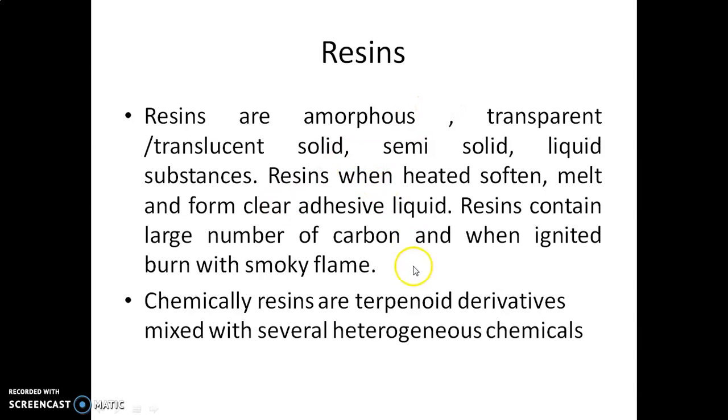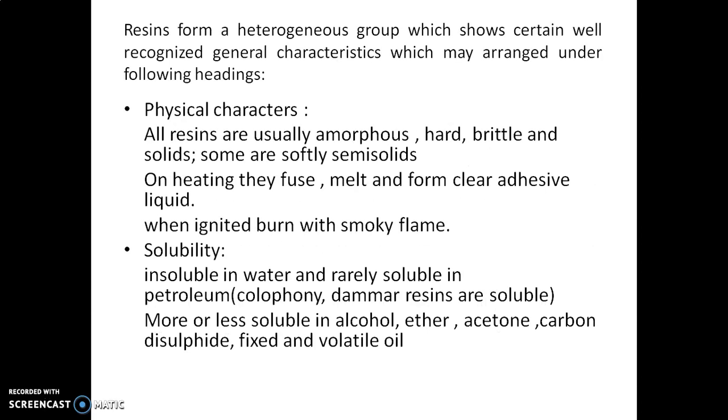So basically the definition of resin is very difficult because that cannot be sharply defined. The definition actually depends upon some properties or characteristics. Chemically, resins are the terpenoid derivatives and it is mixed with several heterogeneous chemicals. So resin is not only the mixture of terpenoids just like the volatile oil, it consists of several other compounds and they are heterogeneous in nature.